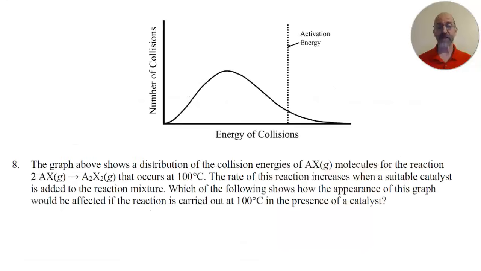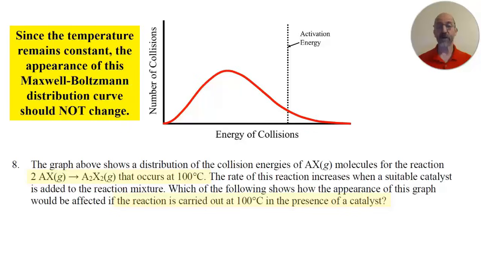Now, back to this question, we are not changing the temperature. So this is a different type of situation. You can tell that we're not changing the temperature because it says 100 degrees Celsius, and then it says also at 100 degrees Celsius, but now in the presence of a catalyst. So why am I mentioning that the temperature remains constant? The reason is that now we can look more closely at the 4 choices in question 8, and we can eliminate some wrong answers, because since the temperature remains constant, the appearance of this Maxwell-Boltzmann distribution curve should not change.